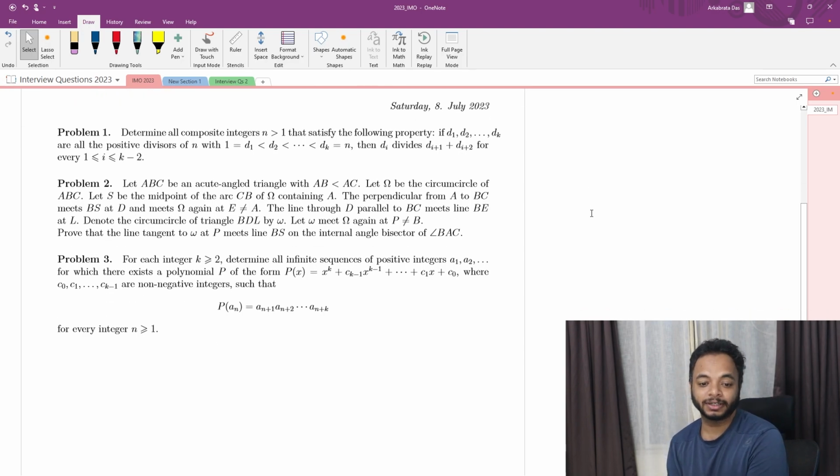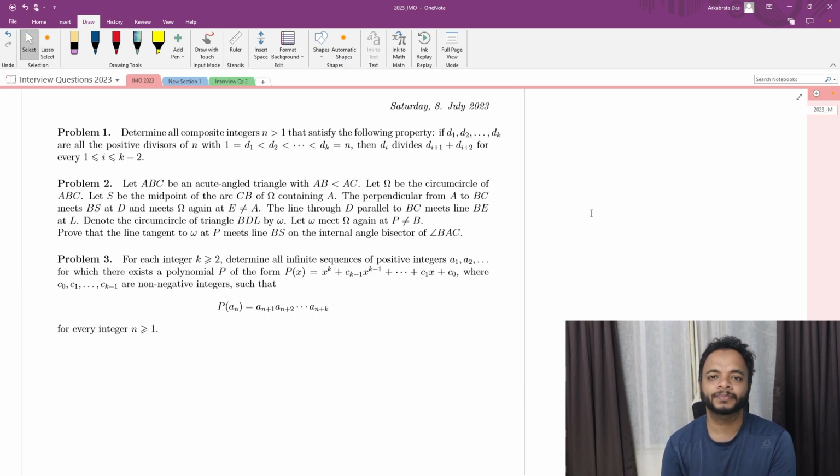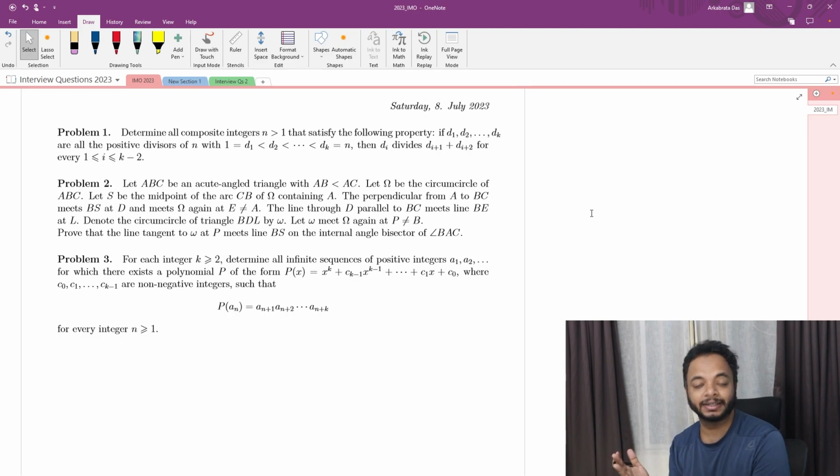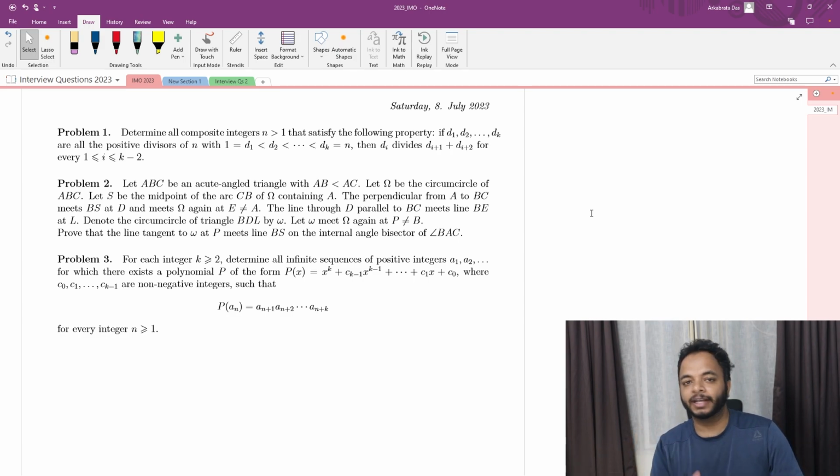It was to determine all composite integers n greater than 1, such that, if d_i are the divisors of n arranged in increasing order, d1 is 1 and dk is n. Also it's given that d_i divides the sum of the next two divisors, that is d_(i+1) and d_(i+2), for every i from 1 to k minus 2.